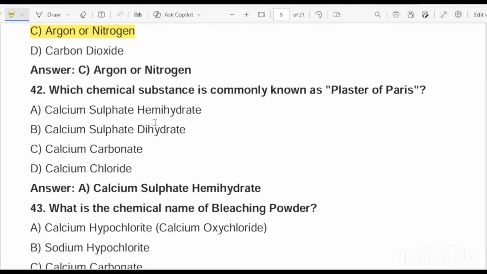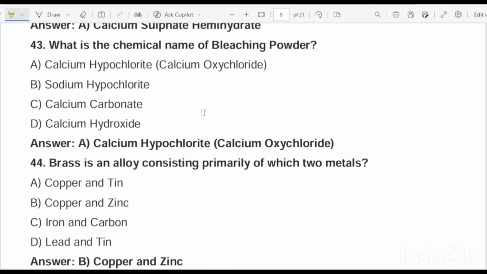Next question. Which chemical substance is commonly known as plaster of Paris? Correct option, option A, calcium sulfate hemihydrate. Next question. What is the chemical name of bleaching powder? Correct option, option A, calcium hypochlorite. Calcium hypochlorite, not chlorate, hypochlorite. Also known as calcium oxychloride.